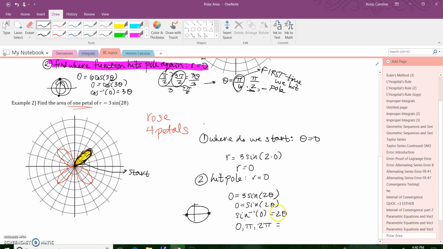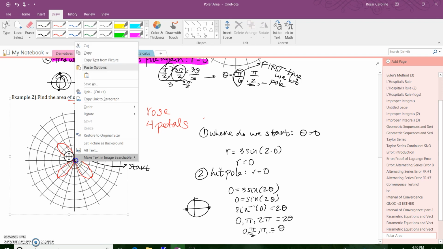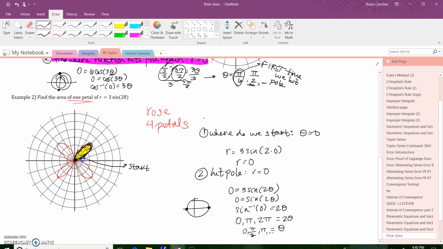That will be when 2 theta is 0, pi, 2 pi, etc. You could keep going. Again, I only want the first time this happens, so I'm not going to keep going forever. Divide by 2, and theta is 0, pi over 2, pi, etc. Now, this theta of 0 represents when you first start graphing. You're at theta 0, r 0. Pi over 2 represents the first time you hit the pole. Pi would represent the second time, and you could keep going. We only care about this one right here.